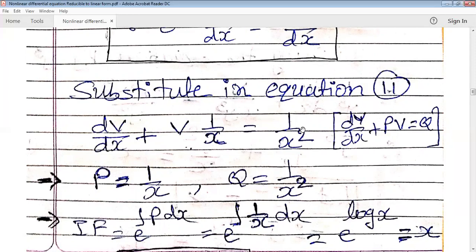Now recall the last lecture. If you don't go through the last lecture, you can't understand this example. Again, I request you, please go through my last lecture. Then and only then will you understand these examples. Okay. So this is our linear form, and now our p is 1 by x, q is 1 by x square.